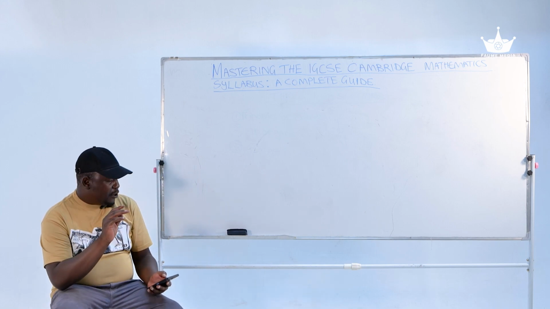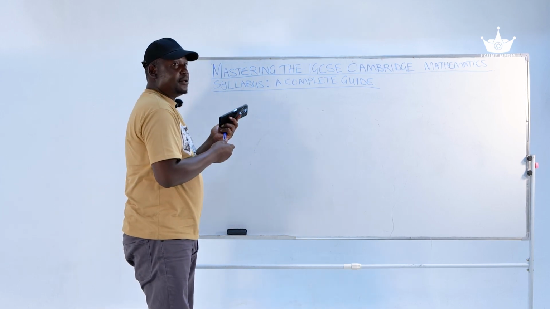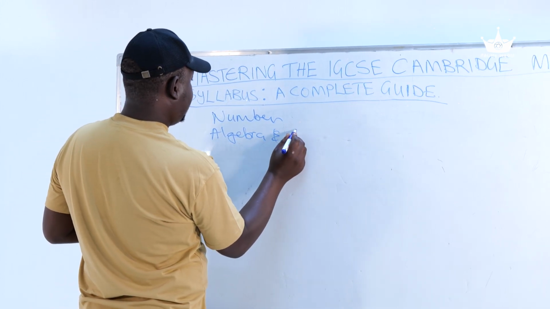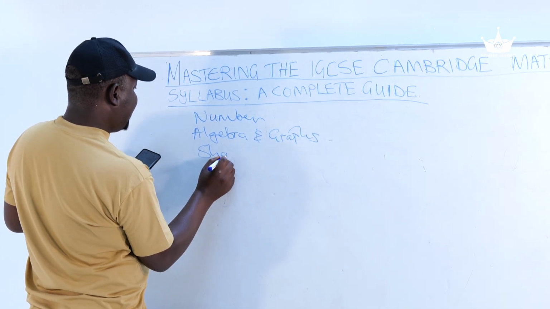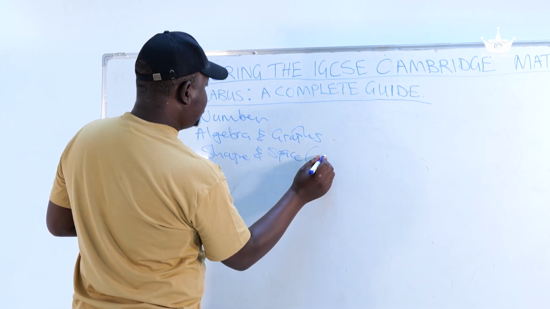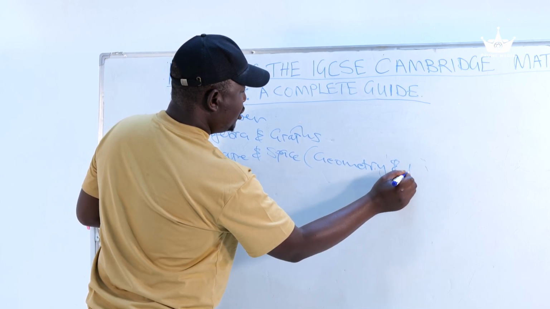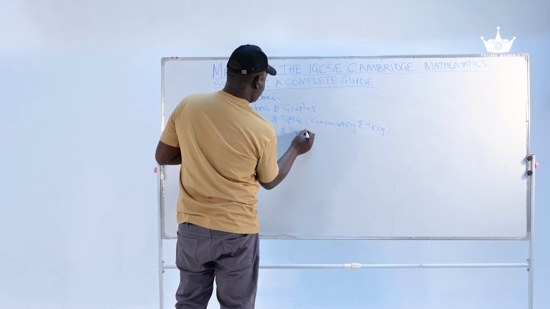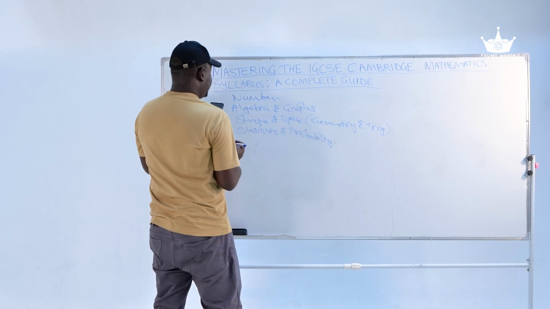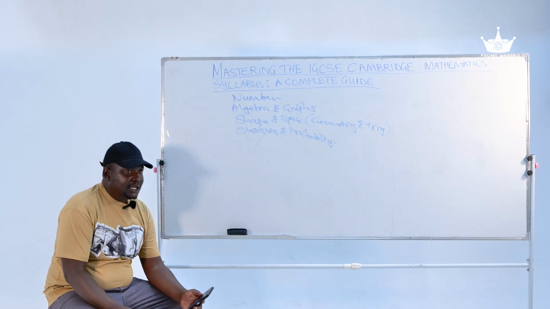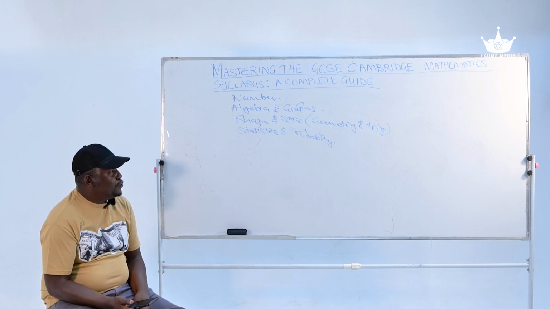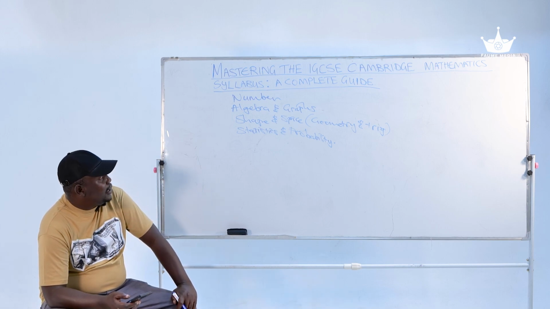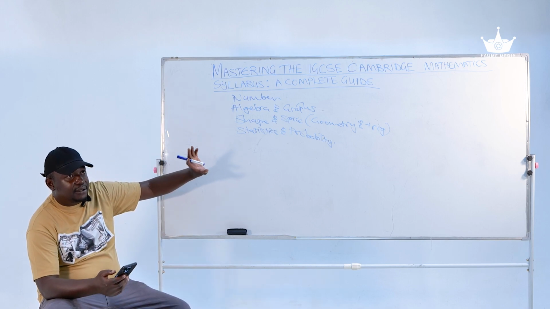The main topics are number, algebra and graphs, and shape and space. Under shape and space, we're going to look at geometry and trigonometry. Lastly, we have statistics and probability. These are the four main fundamental principles we're going to be discussing in this syllabus. Don't be fooled into thinking that since we've mentioned four concepts, this is a very short syllabus. This is just a summary; there is a lot to be covered.